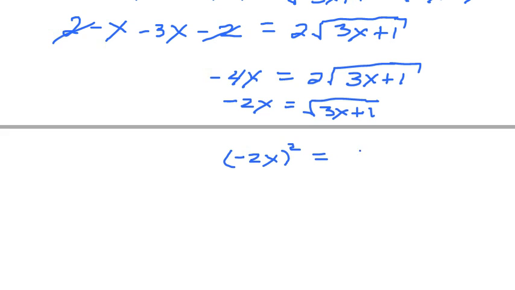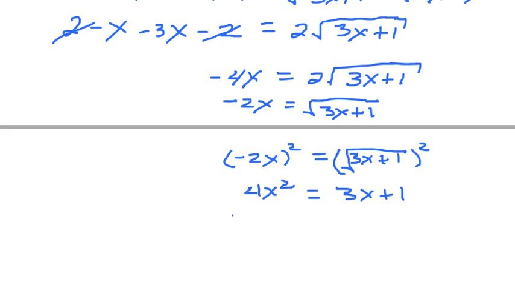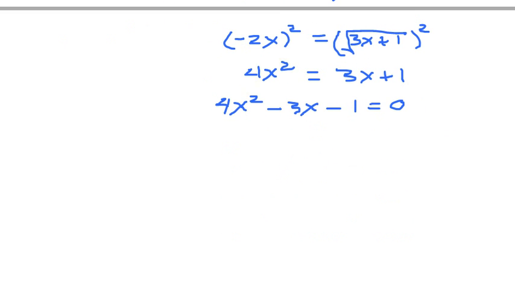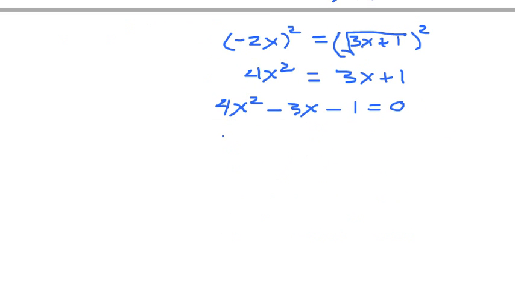And what do we got here? So 3x plus 1. This we'll just write it out. Alright, so that's going to become 4x squared is equal to 3x plus 1. And then take the 3x over, so we have 4x squared minus 3x minus 1. Set that equal to 0. And now what we'll need to do is factor the 4x squared minus 3x minus 1. Let's see what kind of trouble we can get into on this.